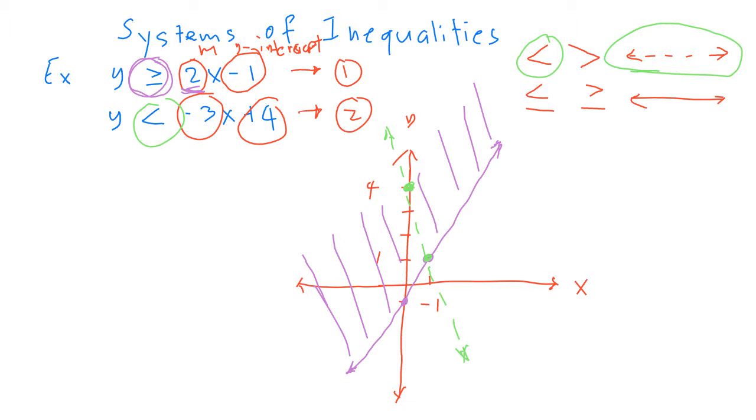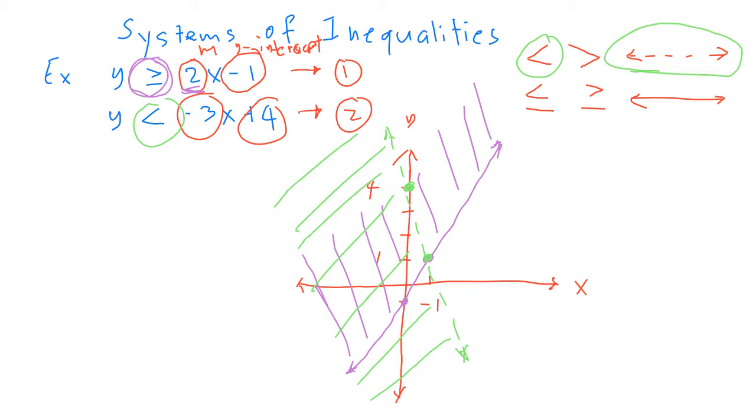And then for the second inequality, it says y less than. So the values for y are less, so that should be smaller. That should be at the bottom of the green broken line here. So that would be this solution here.